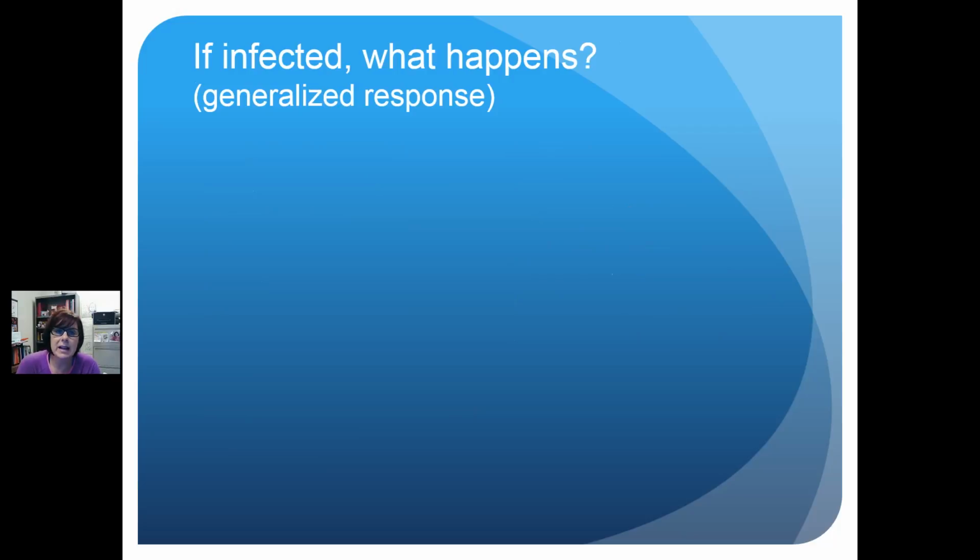All right, so let's say that you do get infected. What is your body's generalized response going to do if you get infected? Well, the first thing it has to do is identify the invader as foreign.